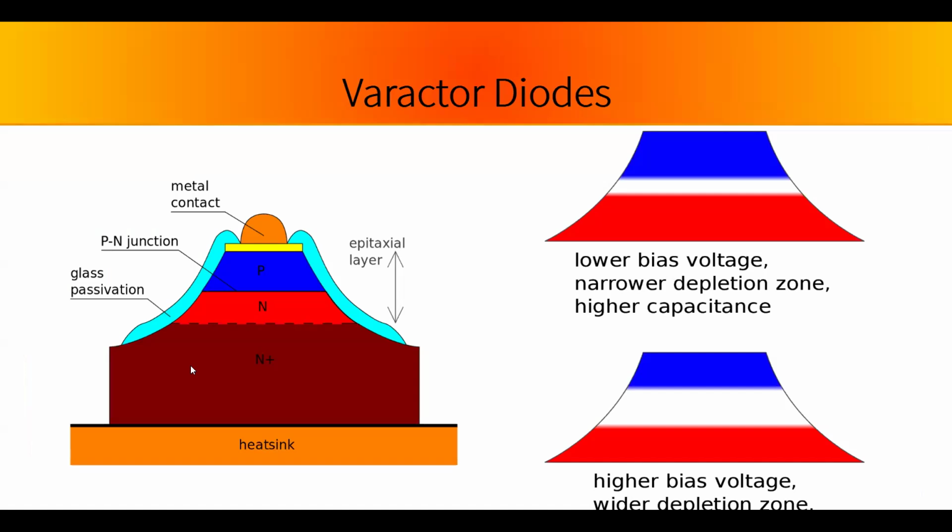They actually make them special to enhance that capability. And they have this metal contact. You've got your p-n junction. I don't know what the epitaxial layer does for it, but in this thing over here, they're showing how the white, which is the depletion zone, varies depending on the voltage. So the wider the depletion zone, the lower the capacitance because you're separating the charges.